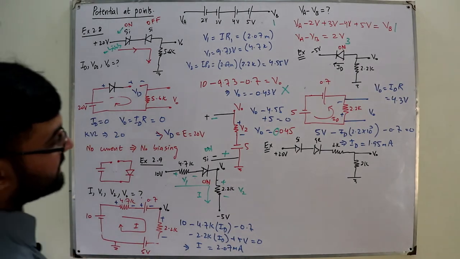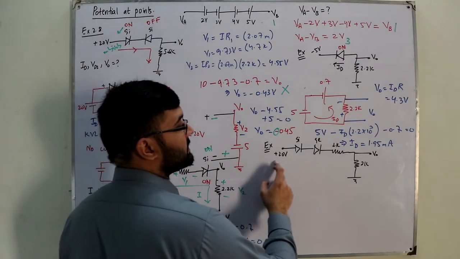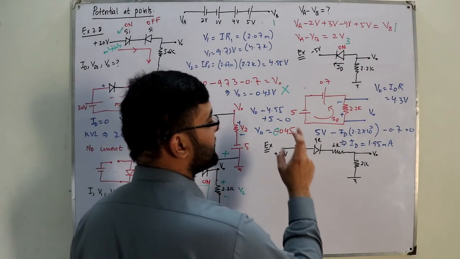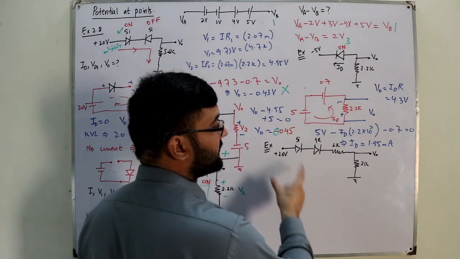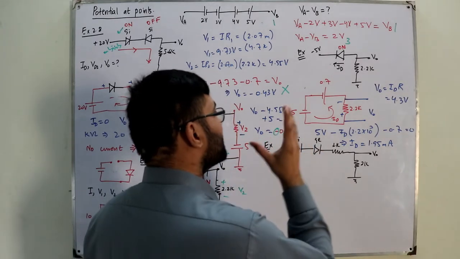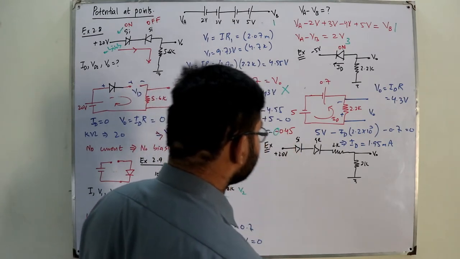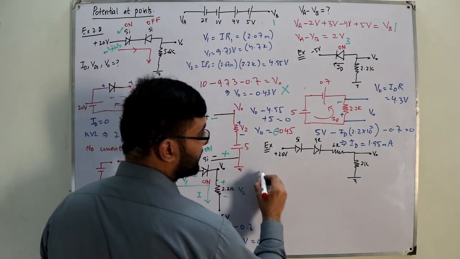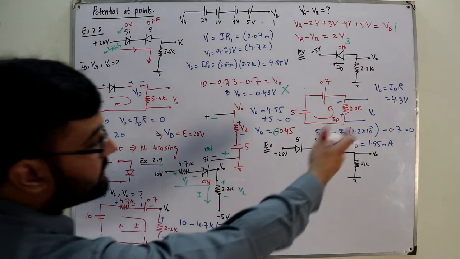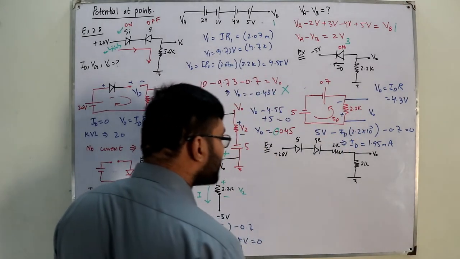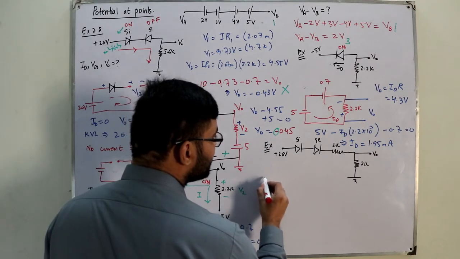Plus 20 volts is forward biasing both the diodes, P connected to positive and N connected to negative. 0.7 for this, 0.3 for this. 20 volts is greater than the sum of both, so the diodes are both in the on state. What is unknown? Let's say V naught and ID are unknown, right? The current in the circuit and the output voltage are unknown. So what would be the circuit?